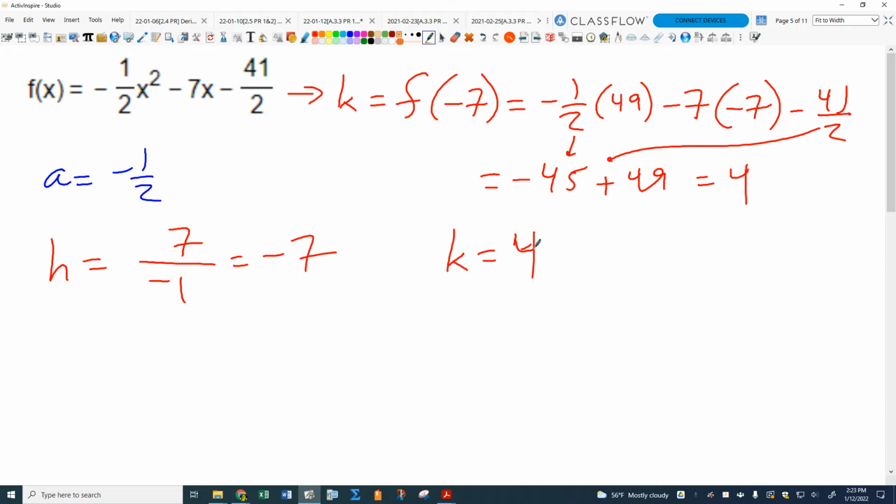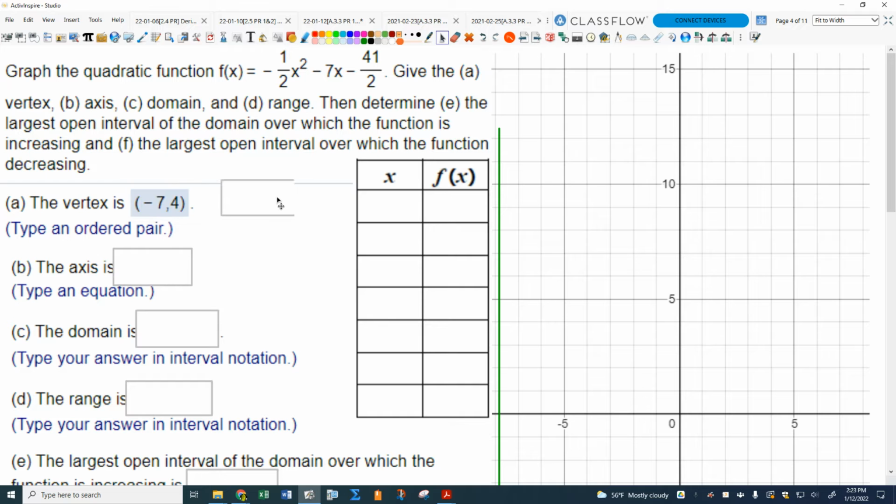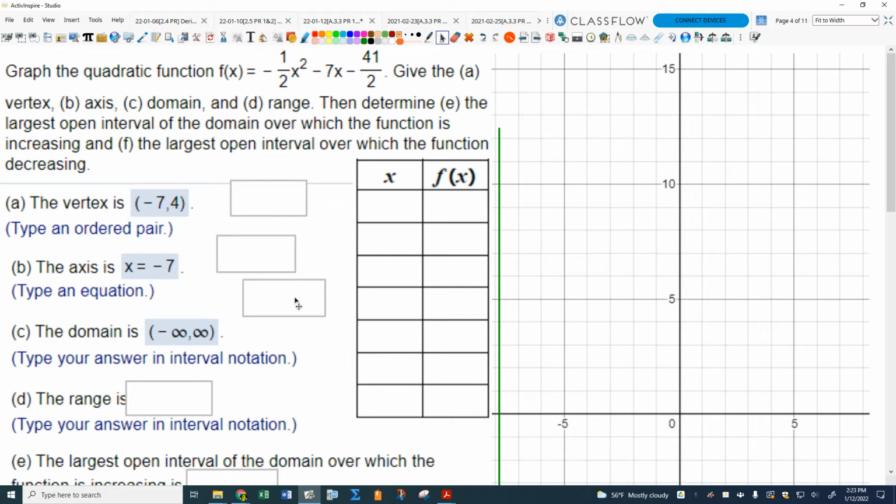Okay, so we get the ordered pair then. Negative 7, 4 would be our vertex, right? Okay. All right, let's go back to here. So that makes sense? Negative 7, 4. The axis would be x equals negative 7. Good. Domain is boring. All reals. The range. What's the range going to be without graphing it? A is negative, right? Okay, so what's it going to be? Y is less than or equal to 4. Good.